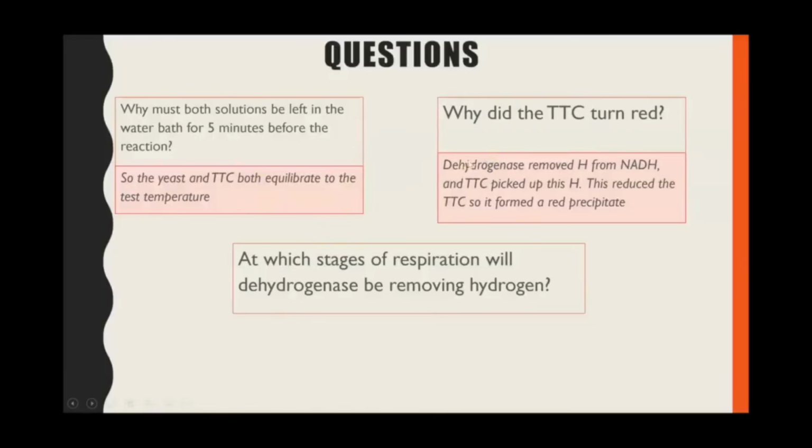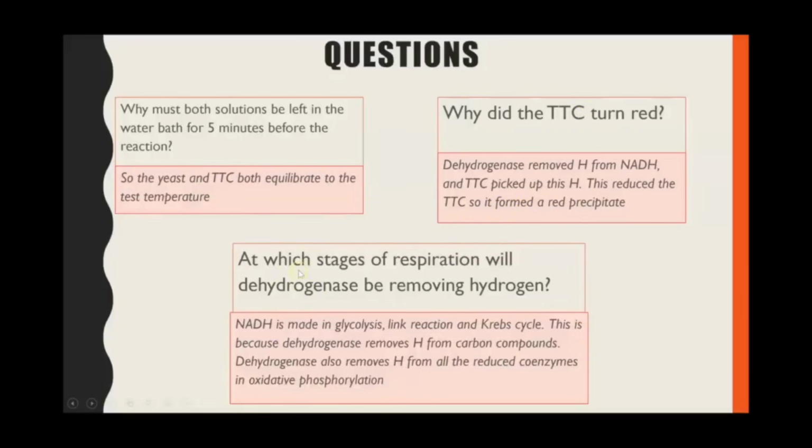TTC is turning red because the dehydrogenase naturally occurring within yeast will catalyse the reaction of removing hydrogen from NADH, and TTC will then pick up that hydrogen. That reduces the TTC, so it goes from its oxidised colourless form to its reduced red precipitate.